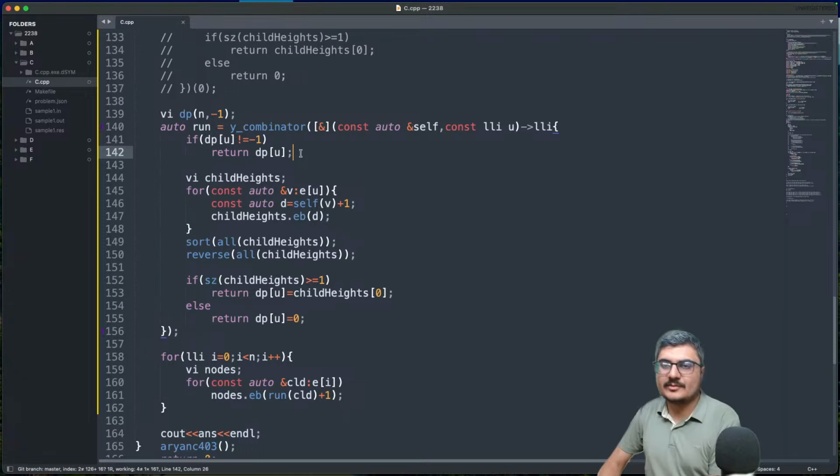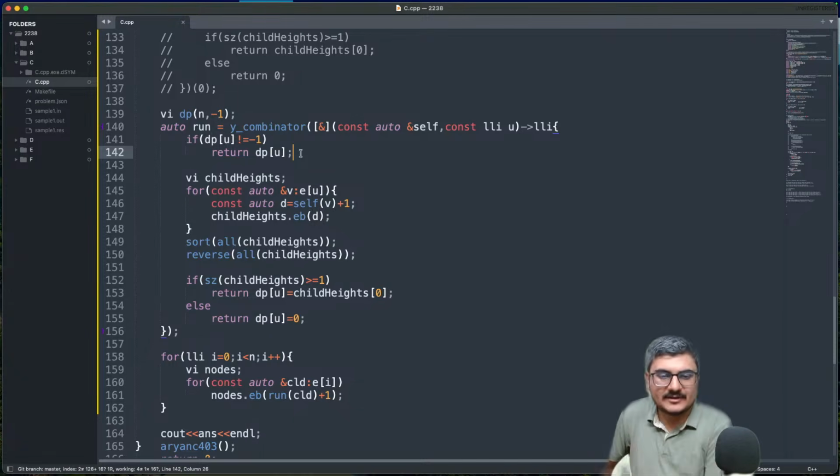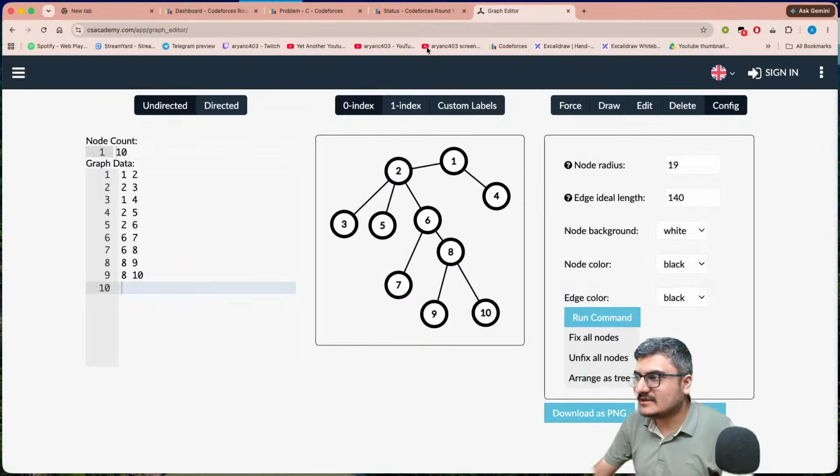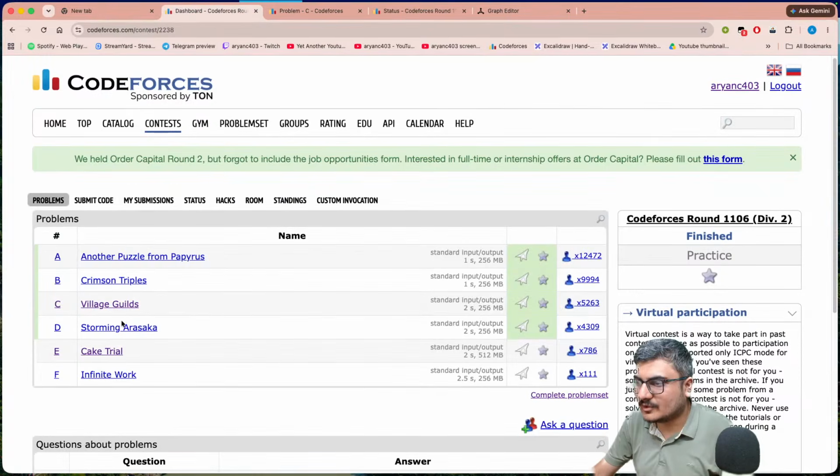Any questions anyone on problem C? If not, then we will move on to problem D. Just let me know if anyone has any questions on problem C. If not, we will move on to problem D.